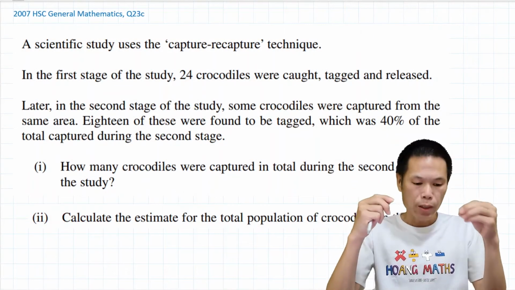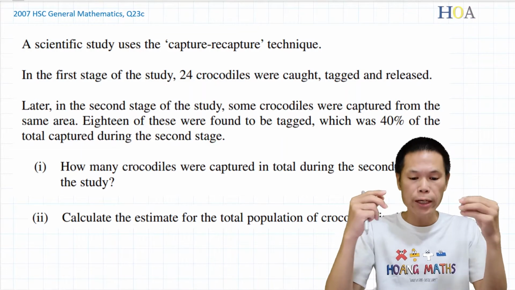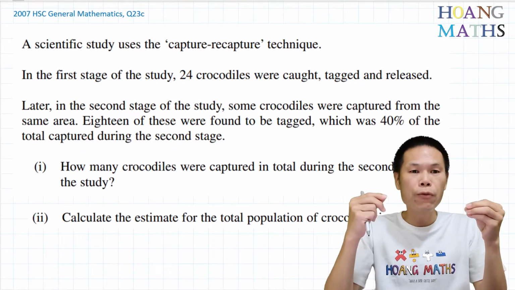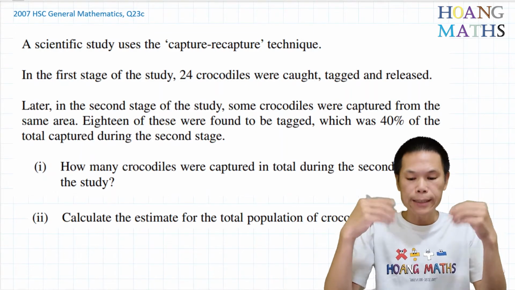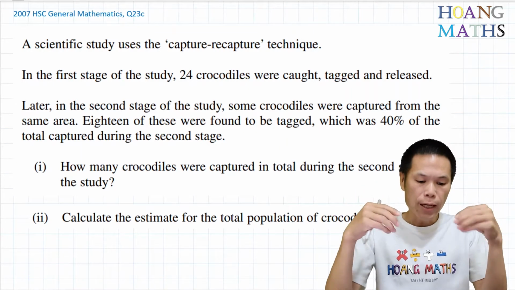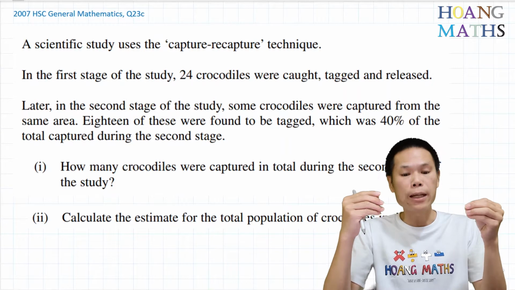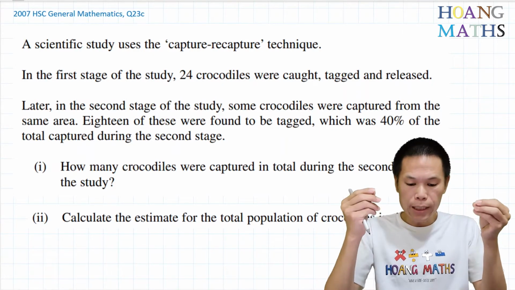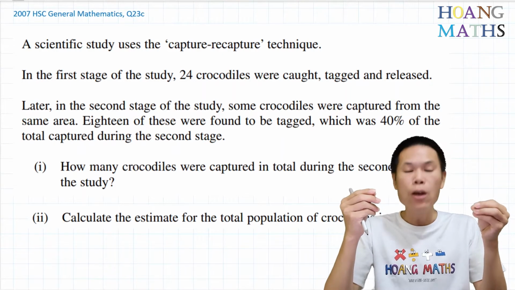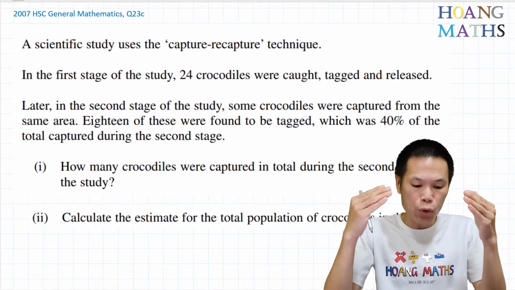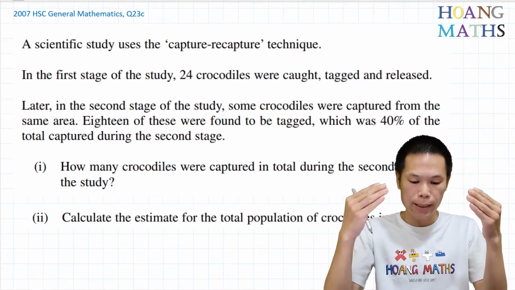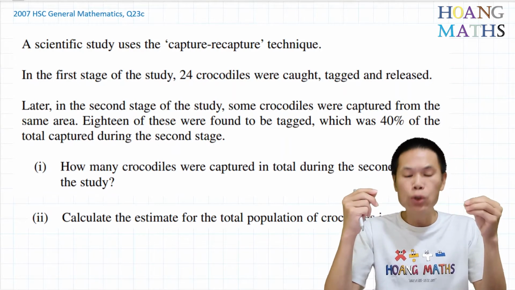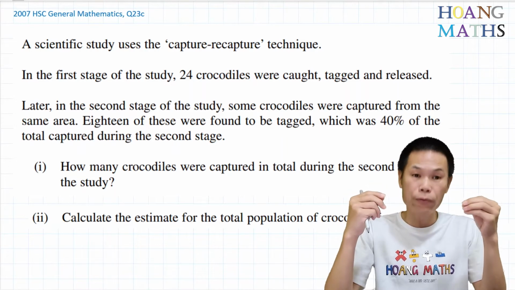First one, a scientific study used the capture recapture technique. In the first stage of the study, 24 crocodiles were caught, tagged, and released. Later in the second stage of the study, some crocodiles were captured from the same area. 18 of these were found to be tagged, which was 40% of the total captured during the second stage. Part 1. How many crocodiles were captured in total during the second stage of the study?